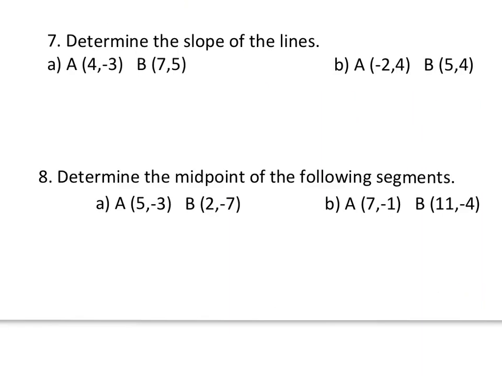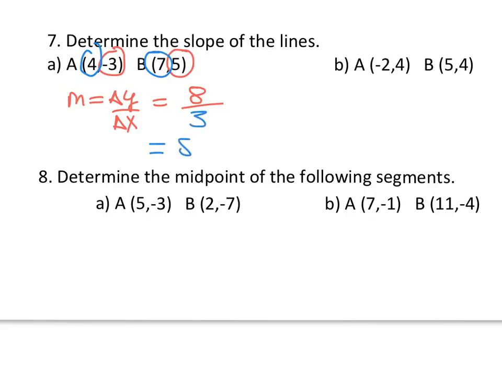The next ones, we're determining the slope of the line, where slope is change in y over change in x. Okay, so the change in y's go from negative 3 to 5. So negative 3 to 5 increases by 8. Then the change in x's go from 4 to 7. So going from 4 to 7 increases by 3. Therefore, the slope is 8/3.